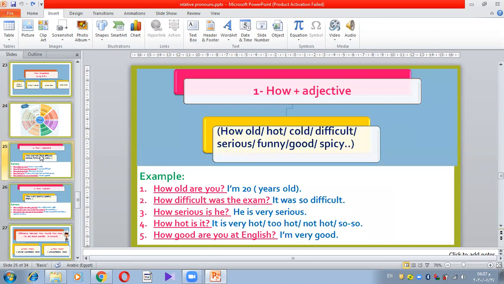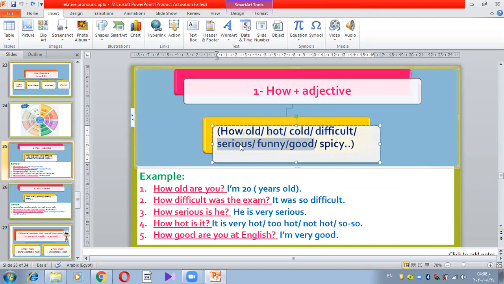How plus adjective. What does it mean? It means any adjective that you can put after how. So how old and how young, how hot and how cold, how difficult and how easy, how good and how bad, how serious and how funny. These are adjectives for people that we can use. How many adjectives can describe people? We have hundreds, so you can use all of them after how.